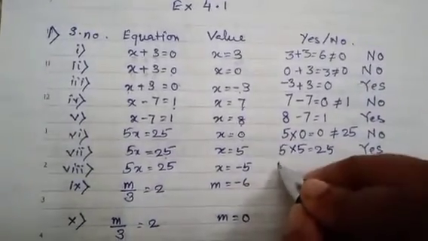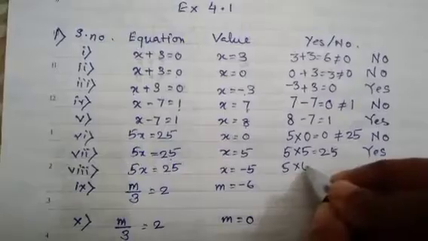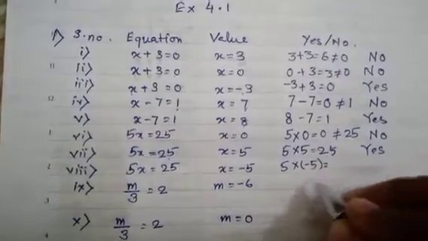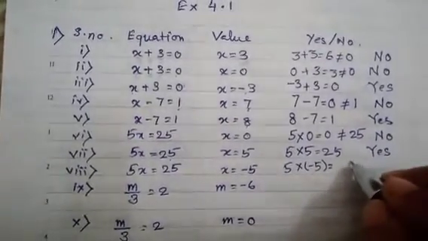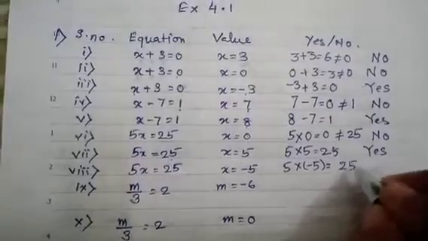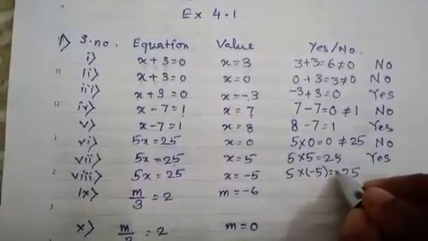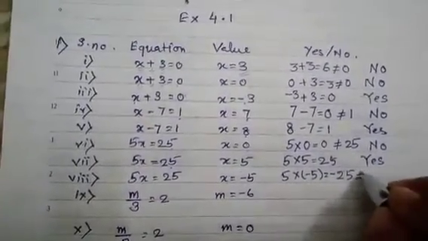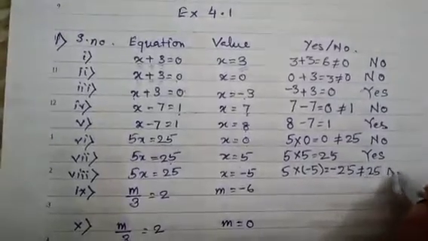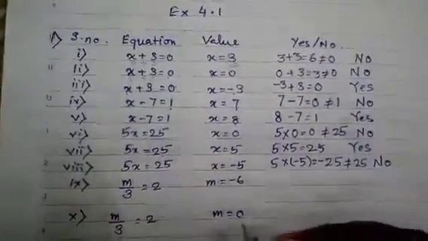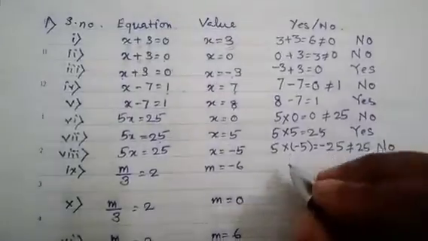5 into minus 5. 5x, 5 into minus 5. How much is it? 5 5s are 25, correct, but there is one minus sign, so minus will come here. So this is not equal to 25. So is it a solution? No.